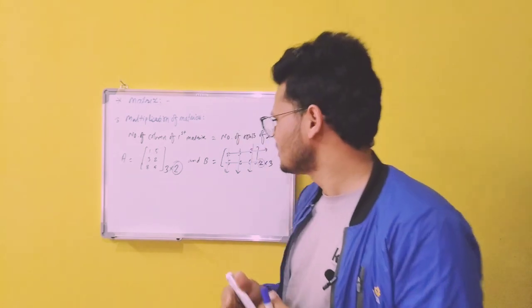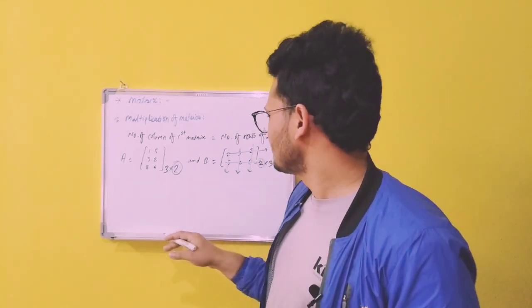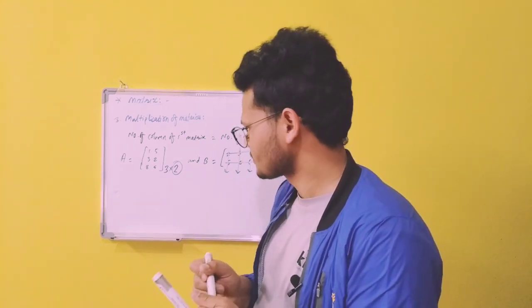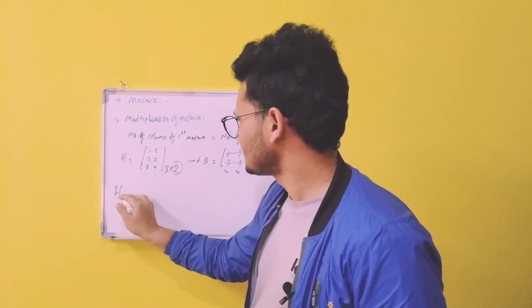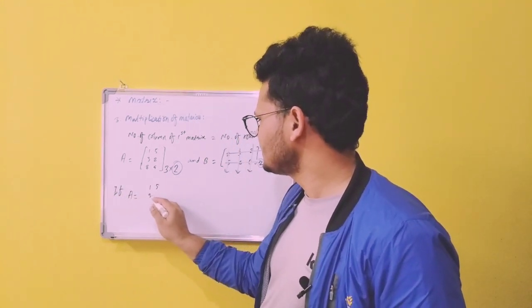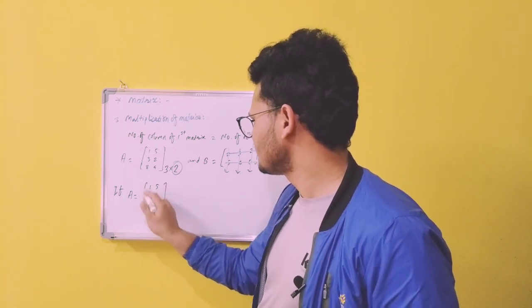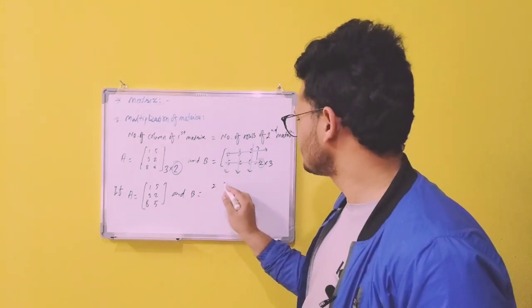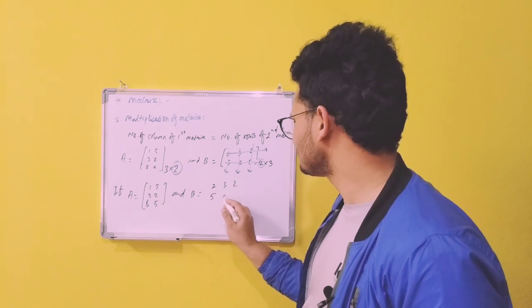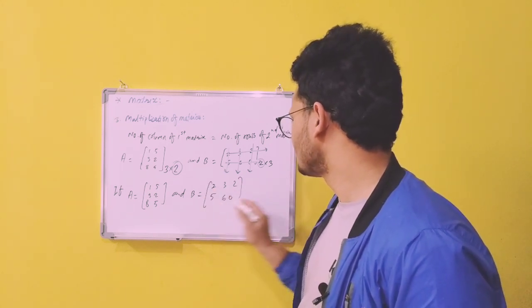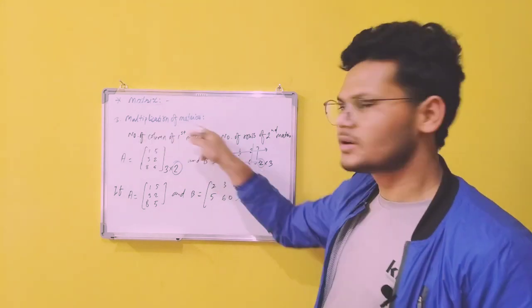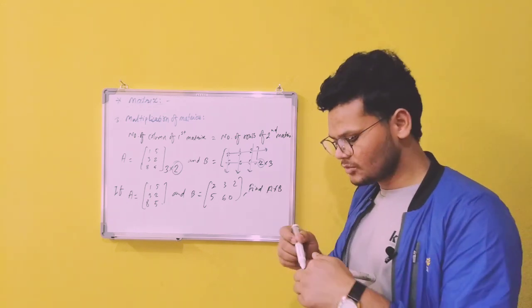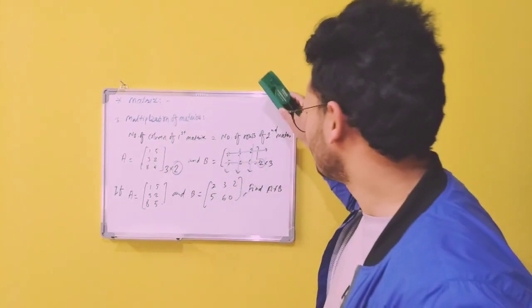Let us take the example. If A is equal to 1 5 3 2 8 5 and B is equal to this matrix, 2 3 2 5 6 0. The question is about multiplication, so find A into B, A multiplication B. In this case, how can we do this? Just see that.